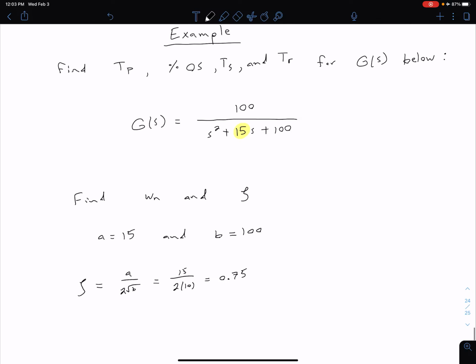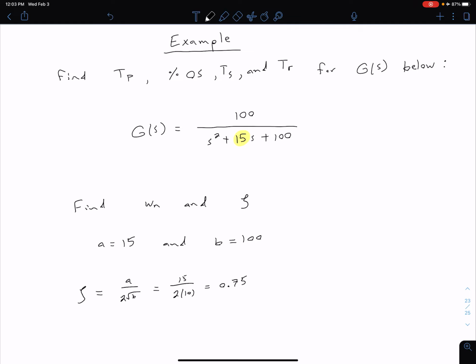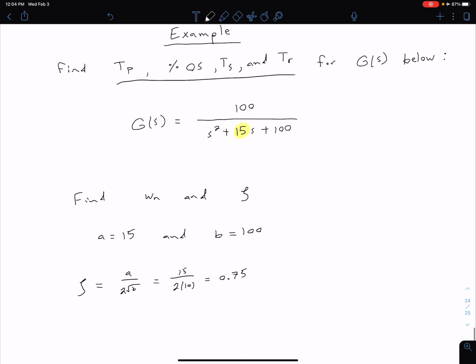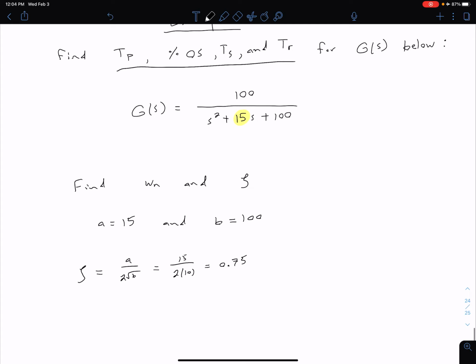So as expected, remember, in these previous videos we were talking about underdamped response when we talked about all these parameters. And for our system to have an underdamped response, we need our damping ratio between 0 and 1. And so as expected, our damping ratio is between 0 and 1.